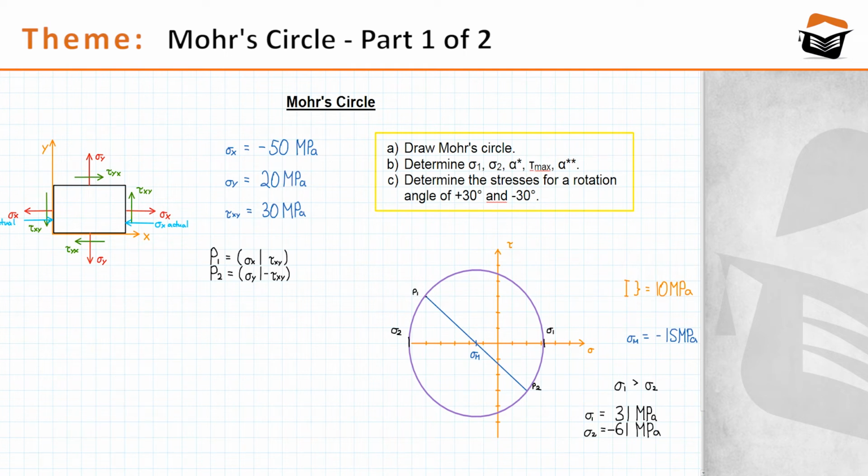You should know that if the normal stresses attain their maximum values, so if you have principal normal stresses, the shear stress is zero. And that's because if you look at where your principal normal stresses are located, you will see that it's on the sigma axis, and the corresponding tau value is zero if you are somewhere right on the sigma axis.